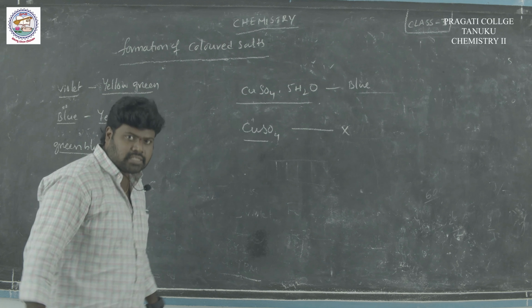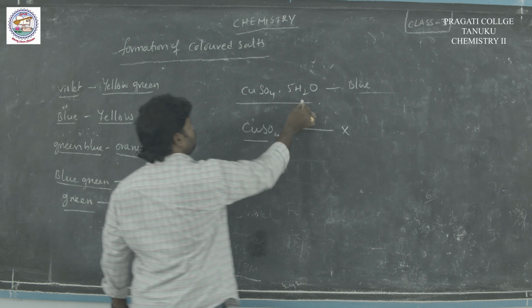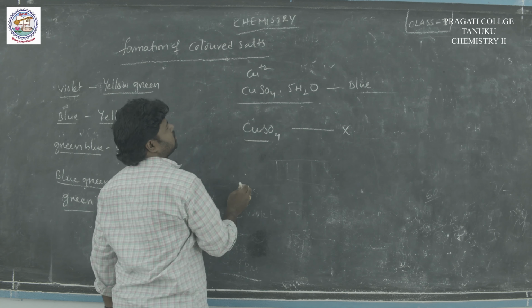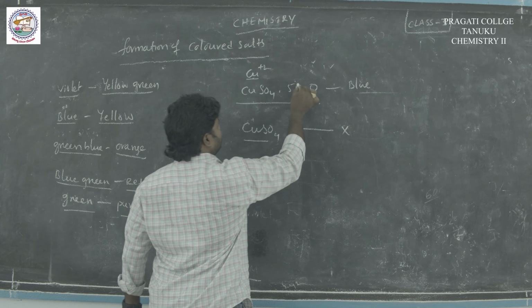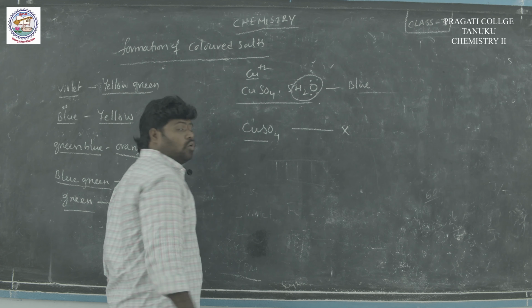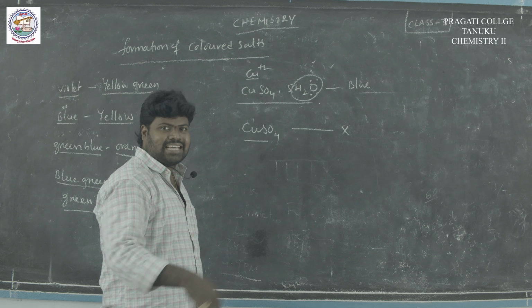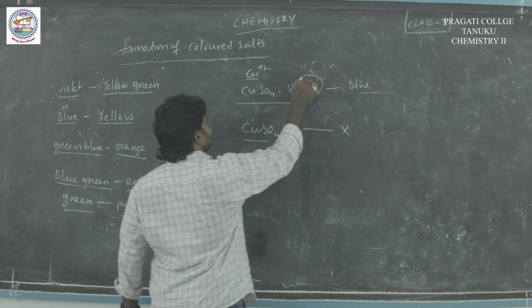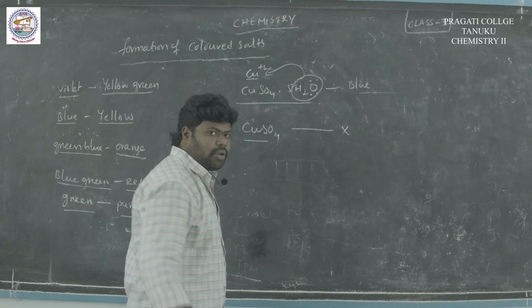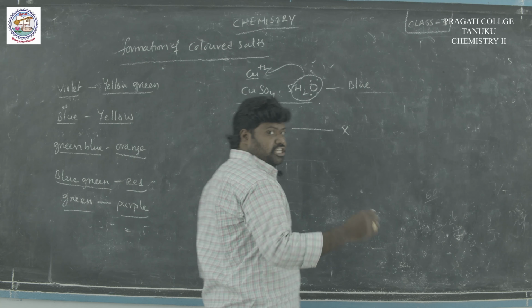Why? Because in CuSO4, Cu exhibits the +2 oxidation state. Cu is combined with water molecules. In these water molecules, oxygen has lone pairs of electrons, so it acts as a ligand. These ligands attach to the copper, and then d-d transitions are possible.